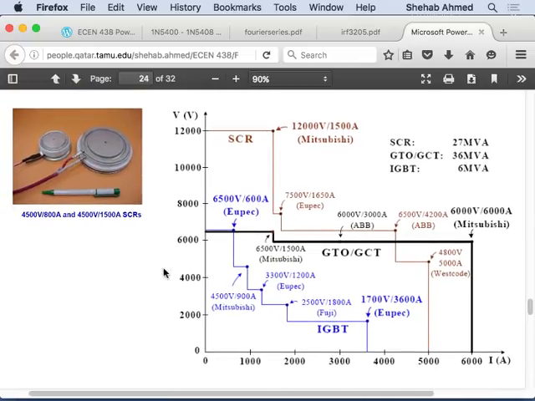As we said, there are many types of devices: MOSFETs, BJTs, IGBTs, thyristors, and so on. This shows the envelope of operating voltages and currents for different types of devices. Look at IGBTs. IGBTs can operate up to 7,000 volts, maybe 900 amps, or up to 3,500 amps, but you have to go down to almost 1,700 volts. So this is the operating envelope for IGBTs.